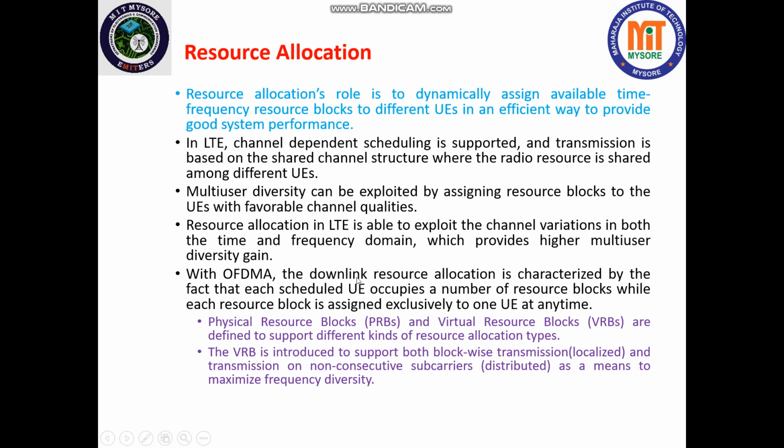With OFDM, the downlink resource allocation is characterized by the fact that each scheduled user equipment occupies a number of resource blocks, as I have told already, while each resource block is assigned exclusively to one user equipment at any time. Correct? And in downlink, there are two types of resource blocks. One is physical resource blocks, another one is virtual resource blocks. They are defined to support different kinds of resource allocation types.